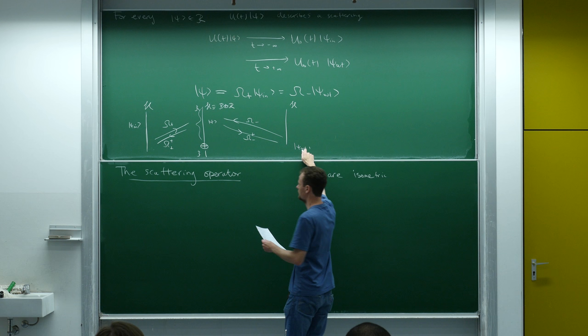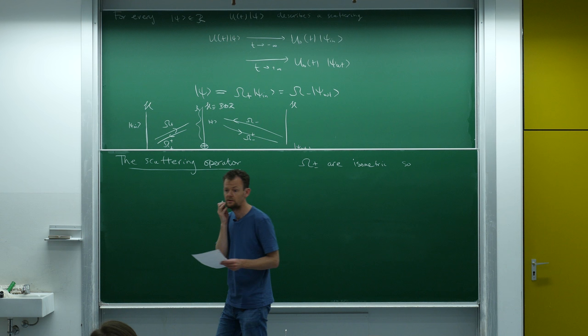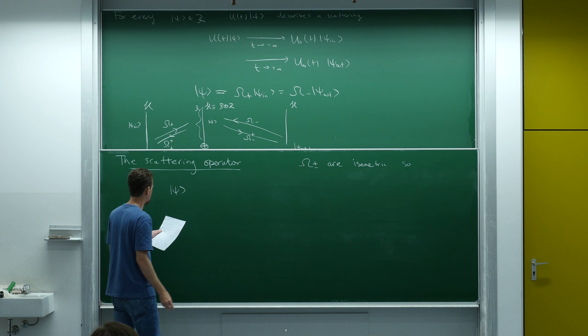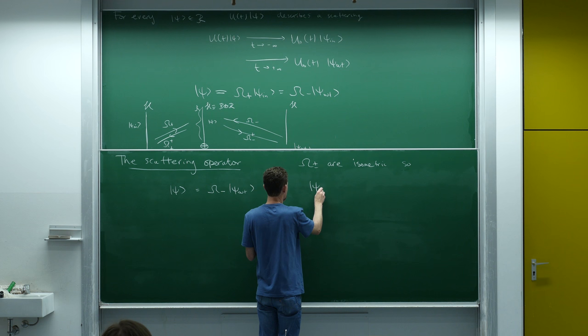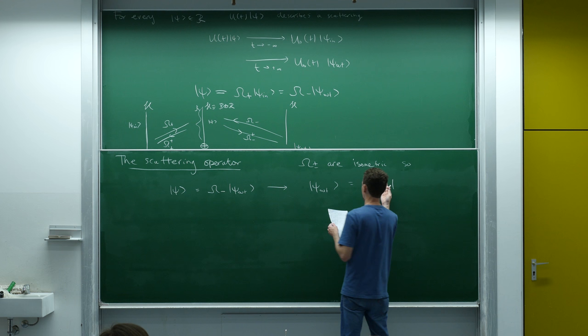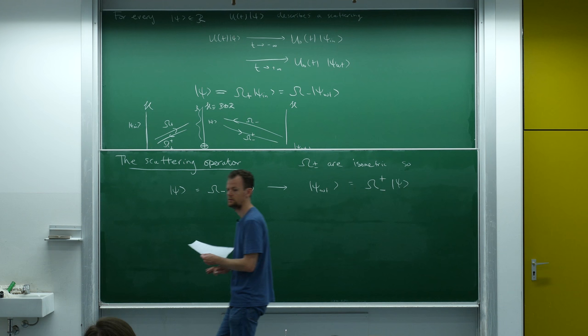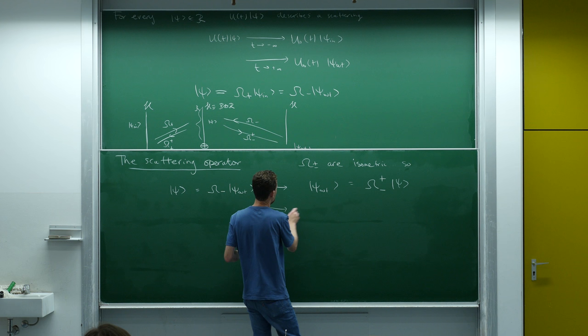All right, these guys are isometric, right? So we're going to combine them to build an operator that acts from the same space to the same space. So if you have a state psi that's the image of some out state, then that tells us that psi out is the image of the adjoint of the full state. But also, psi out is the image of another operator, right? Namely, plus.